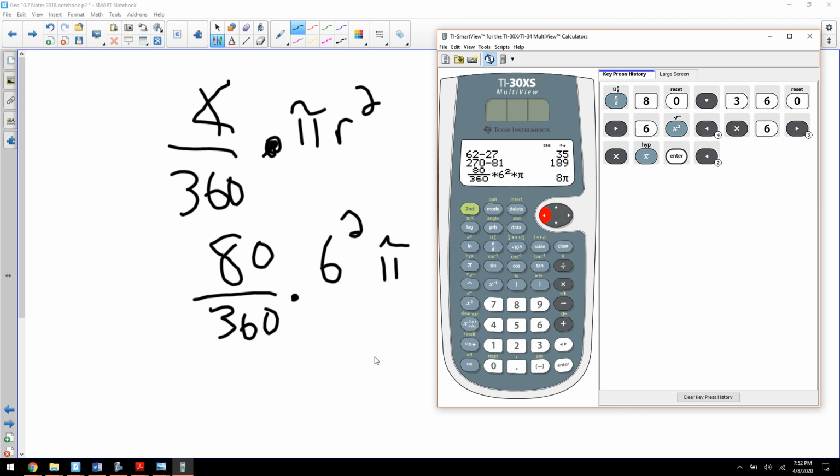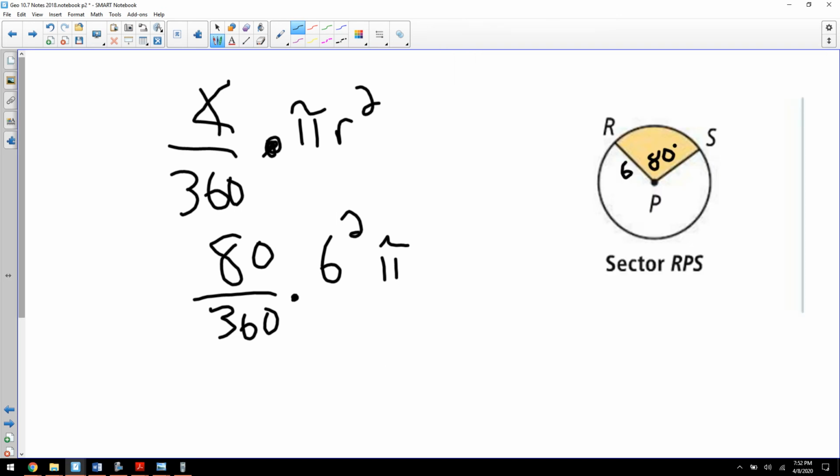So remember, all you have to worry about with this is you need to know your central angle. Oh, gotta put our units. If you know the central angle, it goes over 360, and then you multiply by pi r squared. And then that's pretty much all there is.